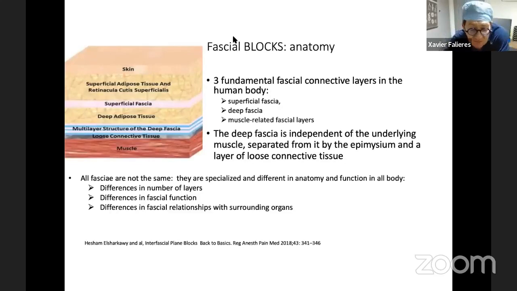So you need to know some little things about the anatomy of the fascial blocks. We have three fundamental fascial connective layers in the human body: the superficial fascia, the deep fascia, and the muscle-related fascial layers, which are very important for us. The deep fascia is independent of the underlying muscle, separated from it by the epimysium and a layer of loose connective tissue. So all the fascias are not the same. They are all specialized in anatomy and function throughout the body. It depends on the number of layers, the fascial function, and the different fascial relationships with the surrounding organs. So it's not something you can really standardize.